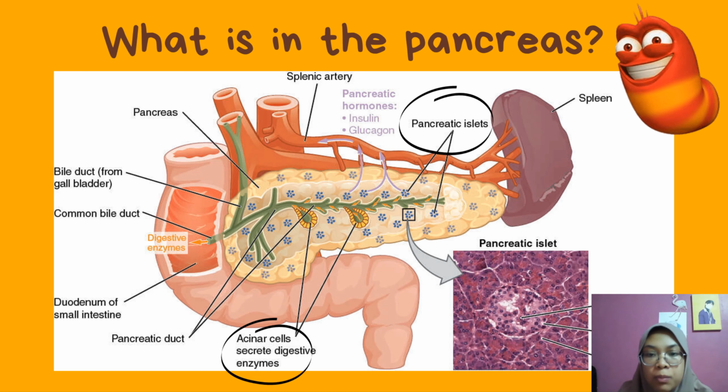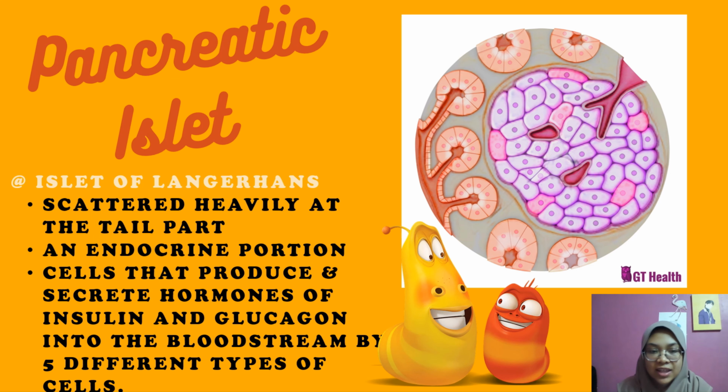We have to know pancreatic islets and acinar cells. Pancreatic islet, or we call it islet of Langerhans, is named after the person who found it. Pancreatic islets are scattered heavily at the tail part. It is an endocrine portion. Remember, endocrine portion are cells that produce and secrete the hormones insulin and glucagon into the bloodstream. So basically, they secrete hormones, okay?